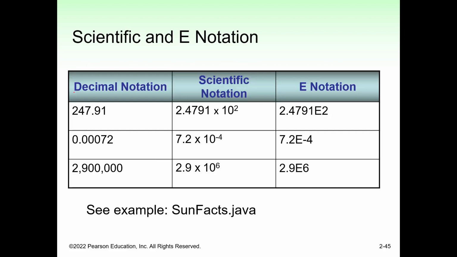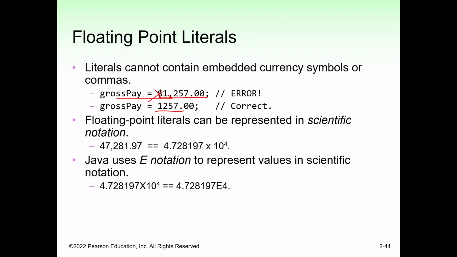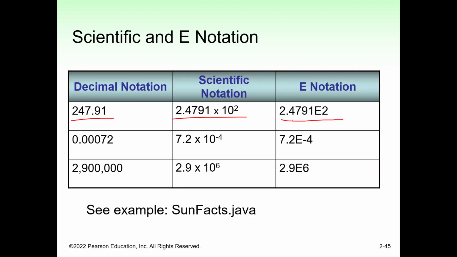Now, this is how scientific and E notation works in Java. As you can see the differences. So this is the decimal notation, this is scientific, this is the E notation, and Java is using E notation to represent values in scientific notation. So this is how you would use E notation in Java. This is the number that you would assign it to.